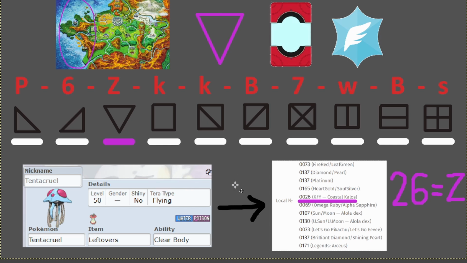And if you look at Tentacruel's Pokedex entry, specifically the coastal Kalos Pokedex entry, you've got Kalos and you've got the Kalos Dex, and I've circled the left side of Kalos, which is the coastal side. That means you get the number 26 for Tentacruel's Dex entry in Kalos, and 26 translates to a Z, as Z is the 26th letter of the alphabet, so in the third spot you get a capital Z.